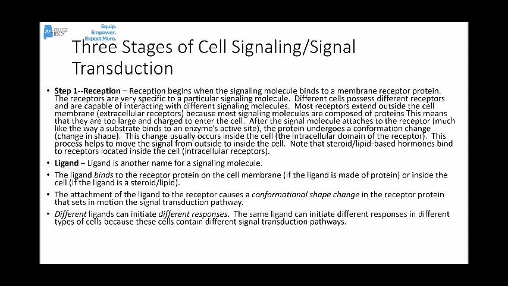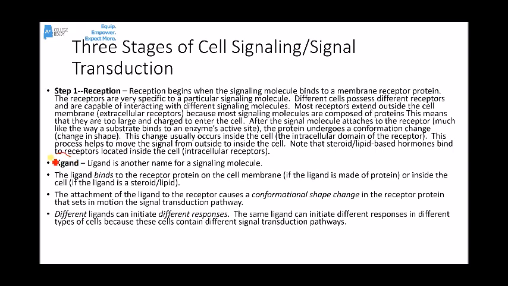Most of the receptors extend out to the outside of the cell. They're extracellular receptors because most signaling molecules are made out of proteins and they have a hard time getting into the cell. Once they get together, that receptor changes shape, particularly the part of the receptor that extends into the cytoplasm. And this triggers step 2 of the process, which is the transduction pathway.